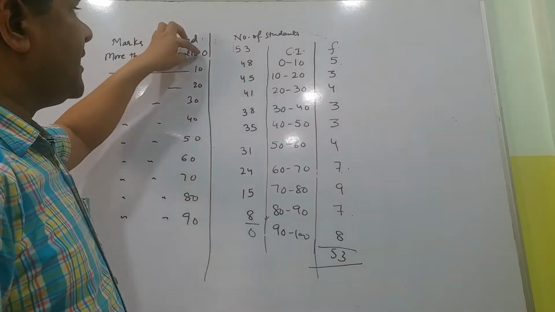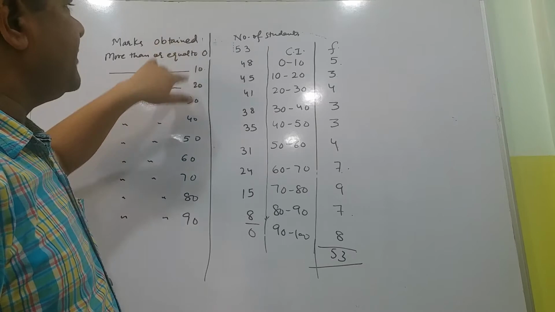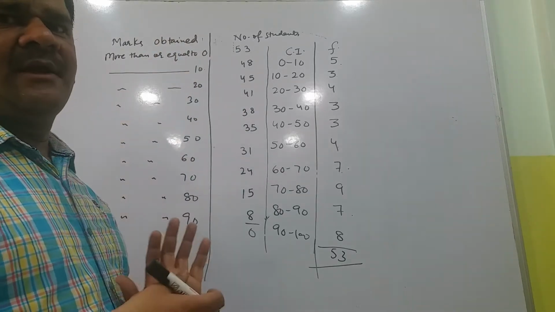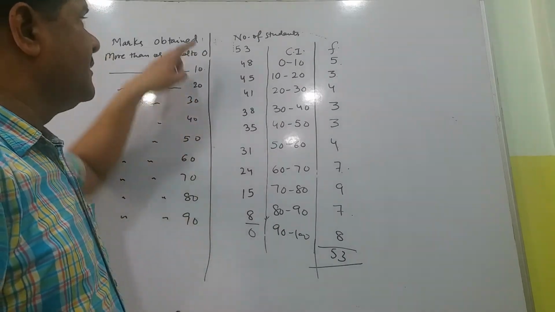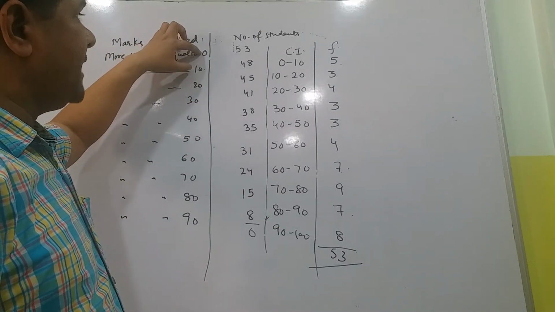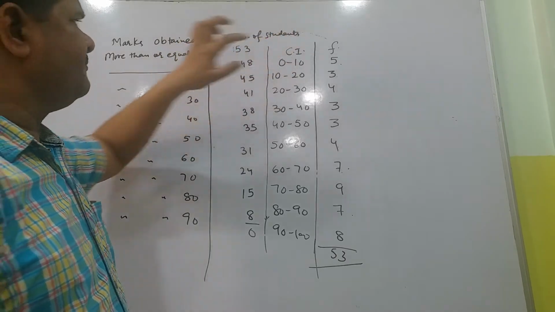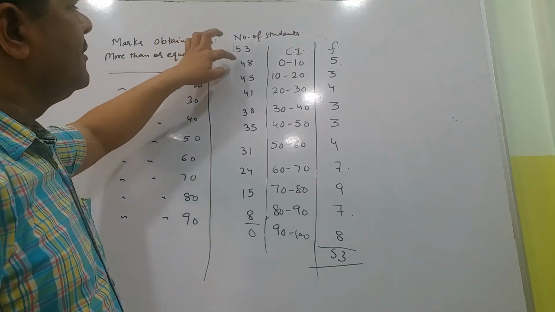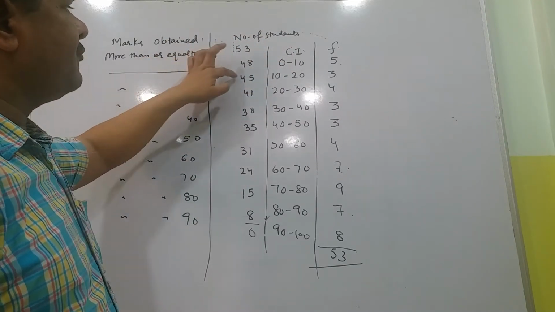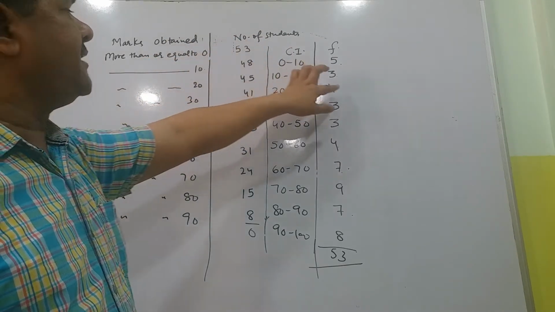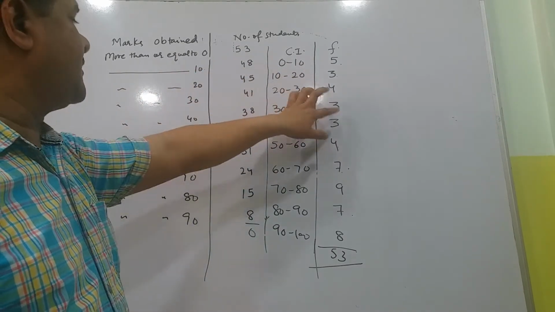So what I have done, I have taken 0 to 100, 0 to 10. In the more than table we always take lower limits; why it is like that, we will study in the next exercise. But here I have filtered it like this. 0 to 10, 53 minus 48, 5. 10 to 20, 48 minus 45, 3. 20 to 30, 45 minus 41, that is 4. 30 to 40, 41 minus 38, 3.